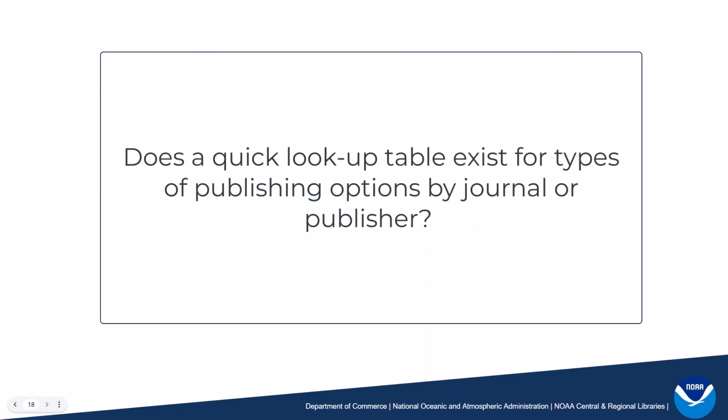Okay, next question. Does a quick lookup table exist for types of publishing options by journal or publisher? Oh, that is a great question, and not to my knowledge. It would, however, be really nice. It would be difficult, I think, to have something like that.